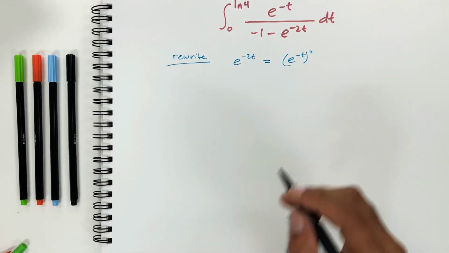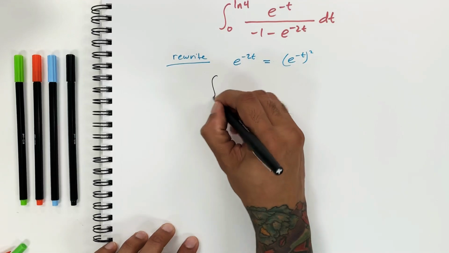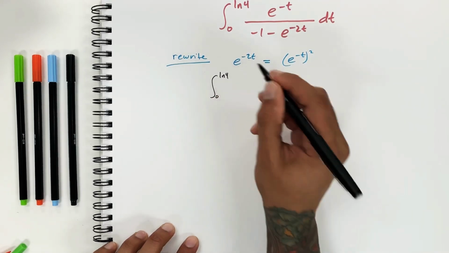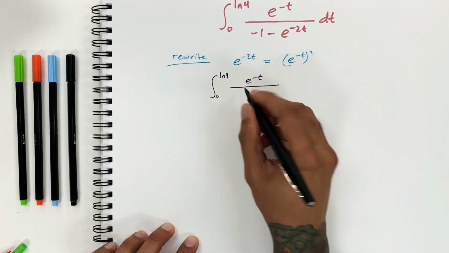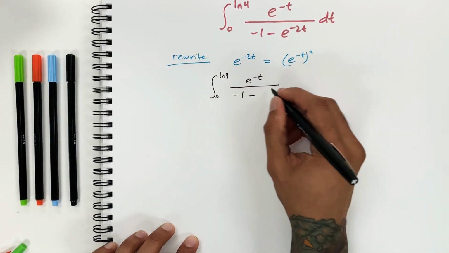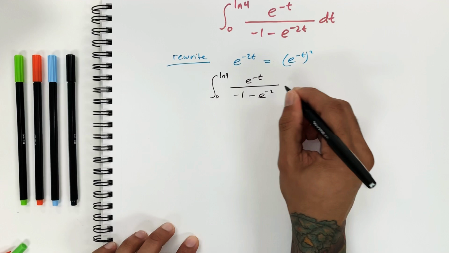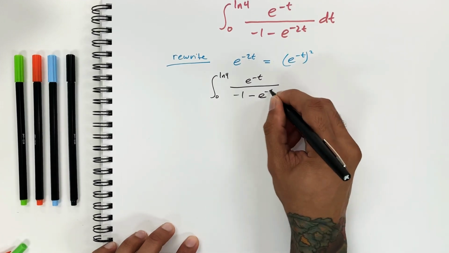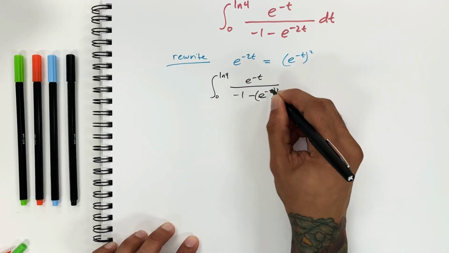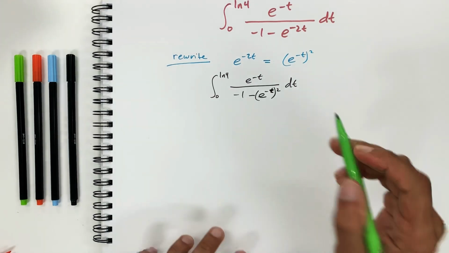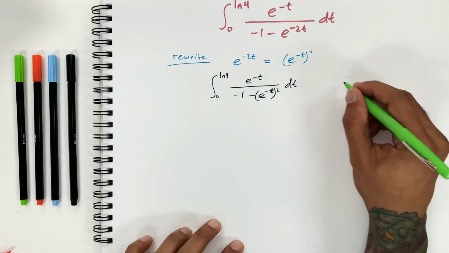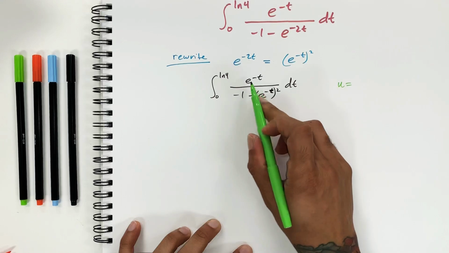All right, so now let's rewrite that. We're going to have the integral from 0 to ln of 4 of e to the negative t over 1 plus e to the negative t squared, dt. So now that I have it in this form, I want to take a u sub. So let's let u equal e to the negative t.